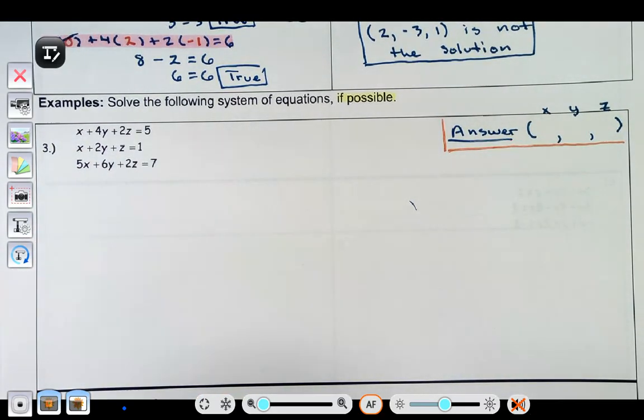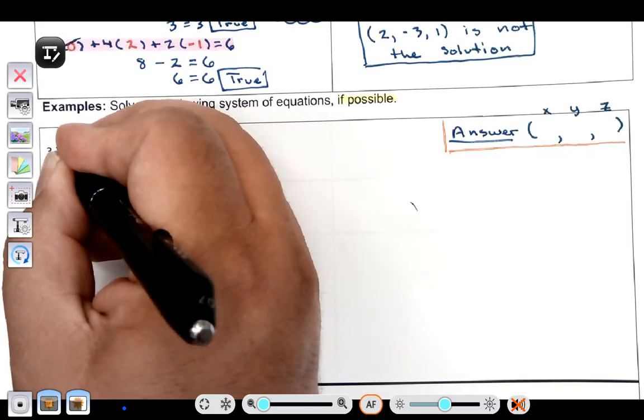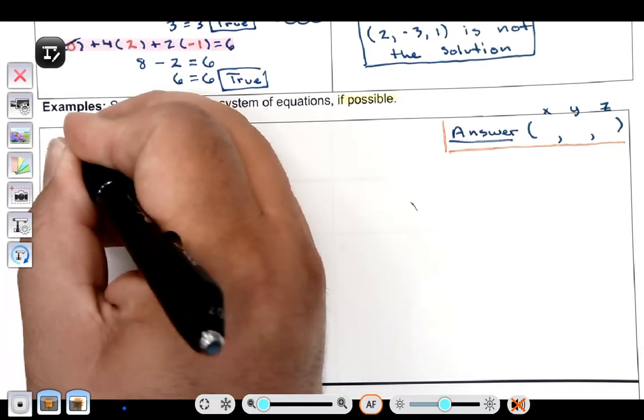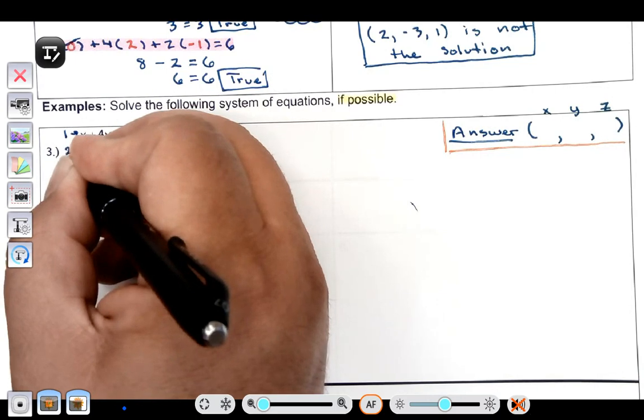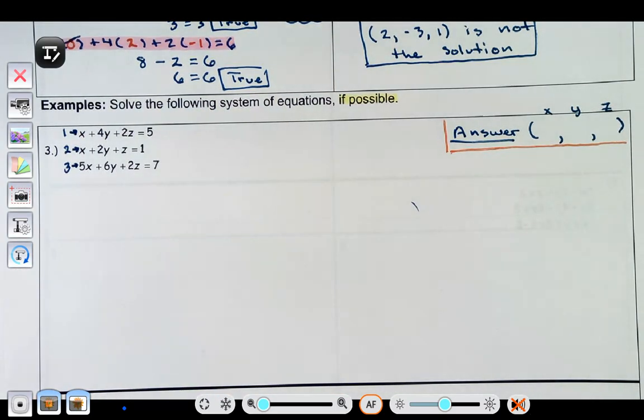Now, I'm going to label these. I'm going to call this number 1, equation number 1, number 2, and number 3. So that when I mention an equation, it'll just be easier for me to say number 1, number 2, and number 3. So I'll start there.